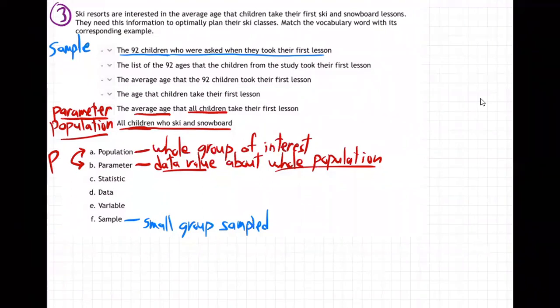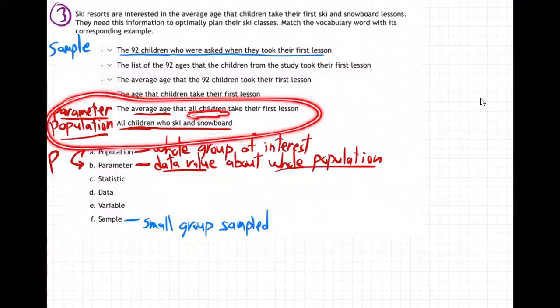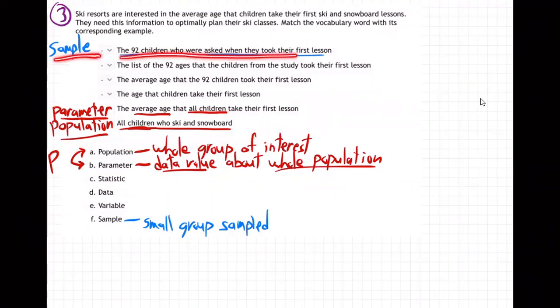You ask a small group, the 92 children, to figure out what is true of the whole population of all children. See how the population and the parameter are both about all children, aren't they? All children, all children. P and P go together, population parameter, whereas sample is a small group of all the children, the 92. Okay, then what goes with that? S goes with S. See how these are both S?